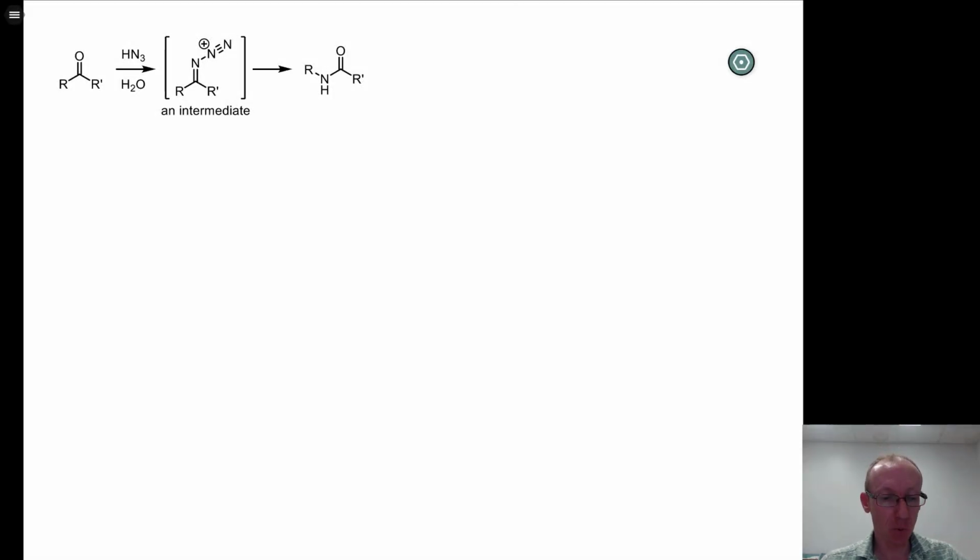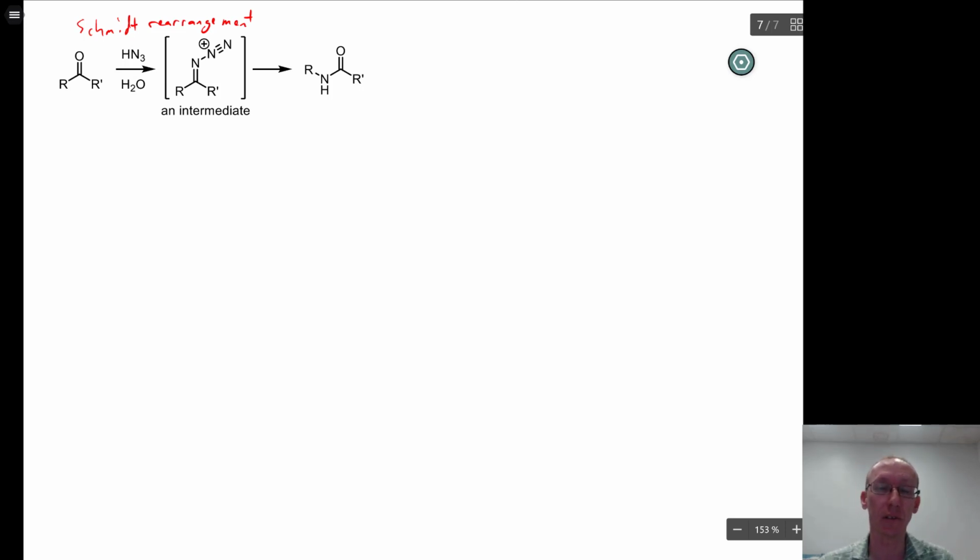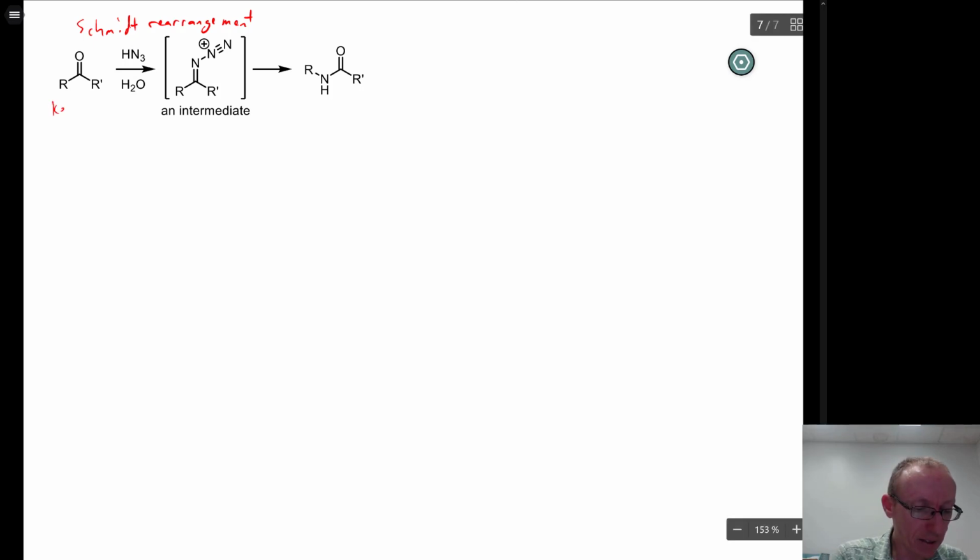Okay, for this question, we've got a rearrangement taking place. It's actually the Schmidt rearrangement, and it's very similar to other rearrangements to nitrogen, such as the Curtius rearrangement. In fact, really, really similar to the Curtius rearrangement. So the Schmidt reaction takes a ketone and hydrazoic acid, which is HN3.